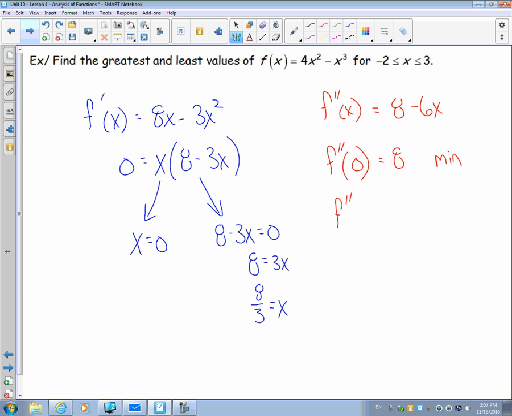If I try the same thing at 8 thirds, we'll get 8 minus 6 times 8 thirds. We end up with 8 minus, what's that, 16? Or negative 8, which tells me it's a max there. Negative means max in this one case. Okay, so our min happens at 0. Our max happens at 8 thirds.